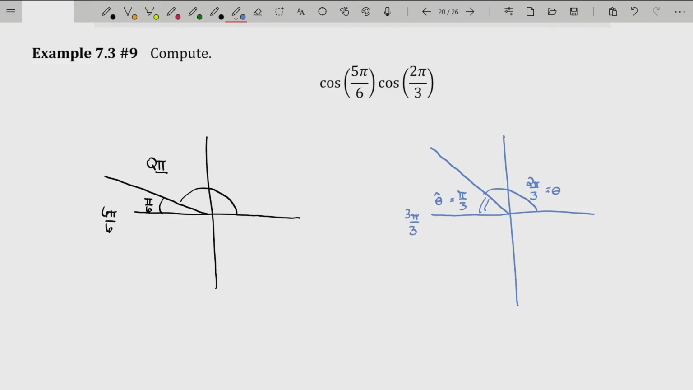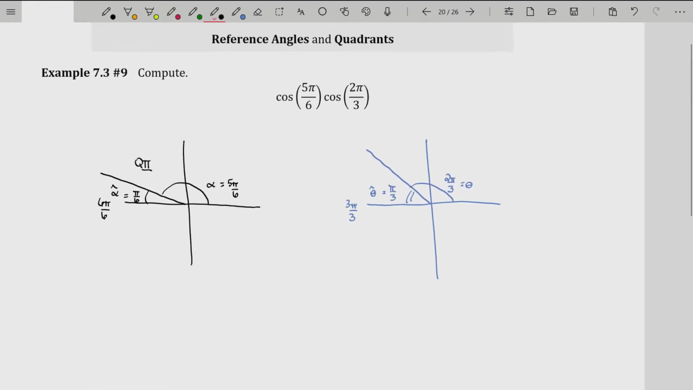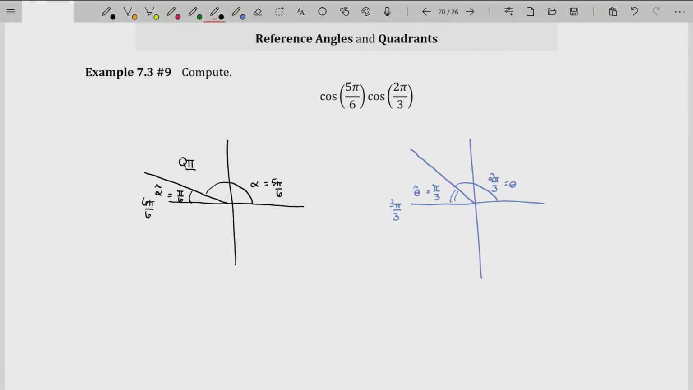And since I'm using the angle theta for the blue ink, I'll use the angle alpha for the black ink, just to keep everything legit. There we go. All right. So we have two triangles we have to deal with. Luckily, they're the same triangle, actually. The 30, 60, 90 triangle, except I always write pi over 6 up here and pi over 3 down there, and 1, 2, root 3.